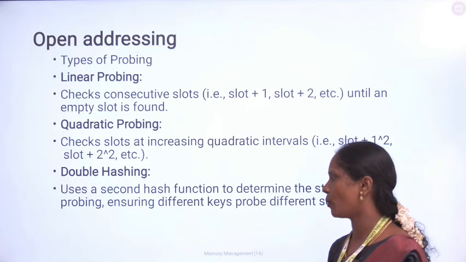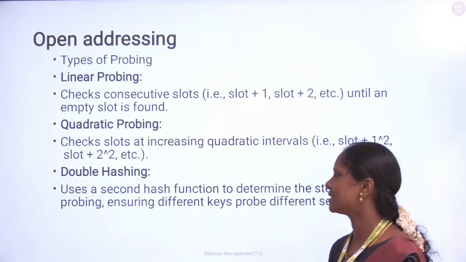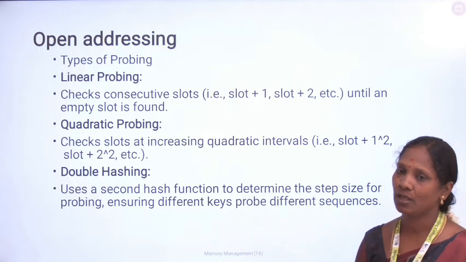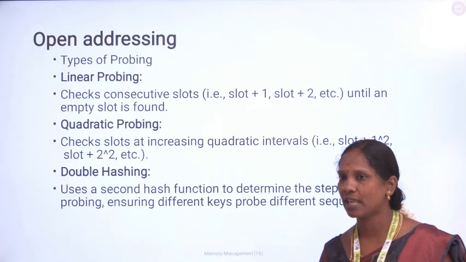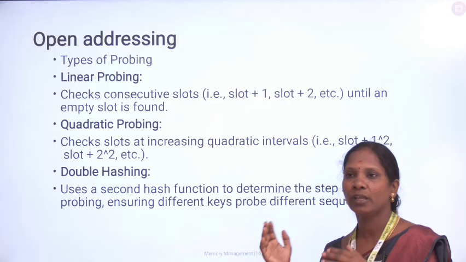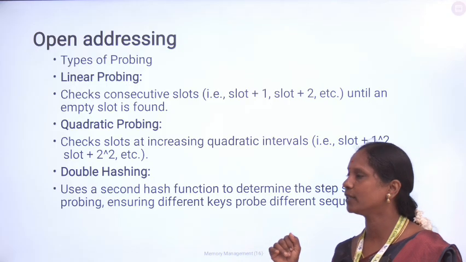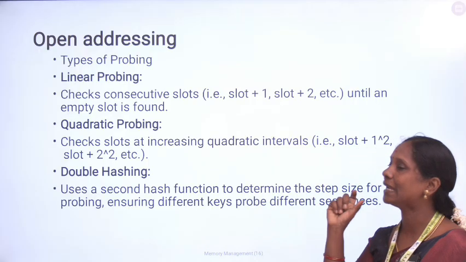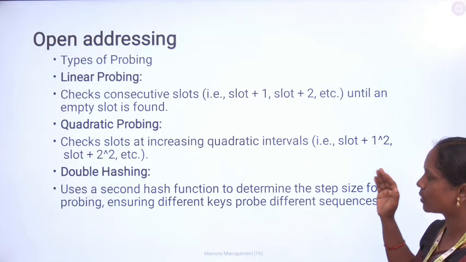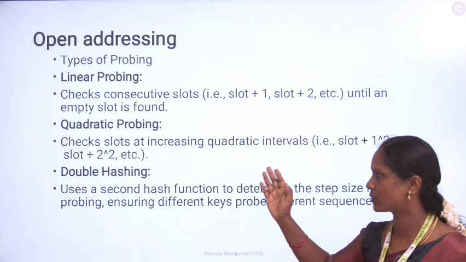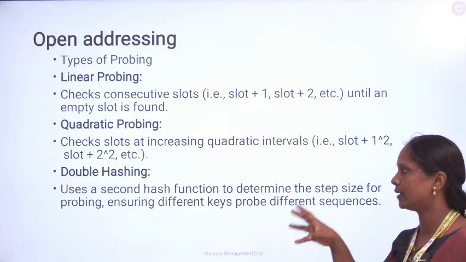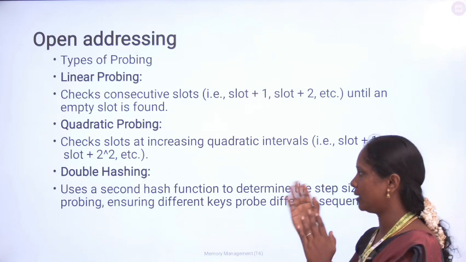Next, quadratic probing. Quadratic probing checks slots at increasing quadratic intervals. So linear probing continuously segments into a number of slots, but quadratic probing uses quadratic intervals. Those intervals are slot 1, 1 squared and slot 2, 2 squared. So it can take extra quadratic steps, I mean some part of the divisions.